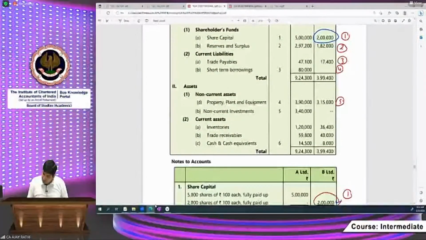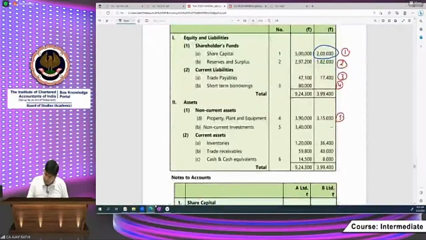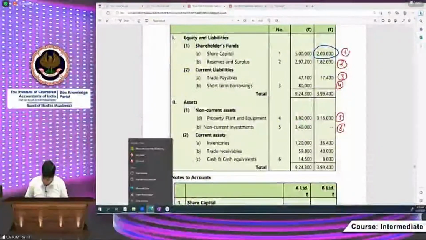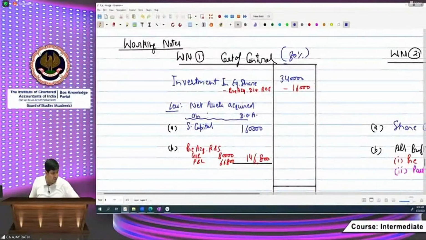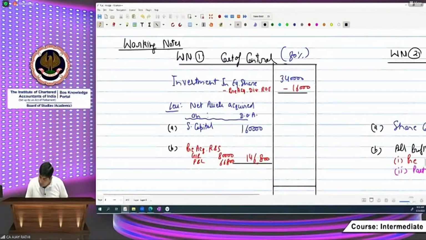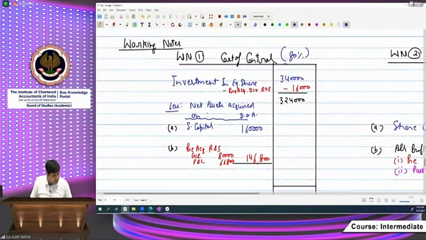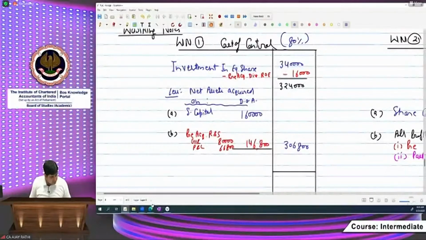Next one. Non-current investments are there. Those are this one, point number 6. Beta, put the figure of 340. You already know what the figure is. 340 has to be put here in this way. 3,40,000 is there. Okay. And from 3,40,000, you will be reducing 16,000. That is 324. 324 is the correct value. And you will be comparing this with net assets 160 plus 146. Beta, 17,200 is for goodwill.